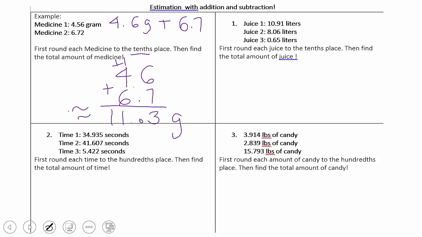So now look at number 1. You're still going to round to the 10th place and then add. But for number 2, we're rounding to the 100th place. Same for number 3. Make sure you read the directions carefully before you go.